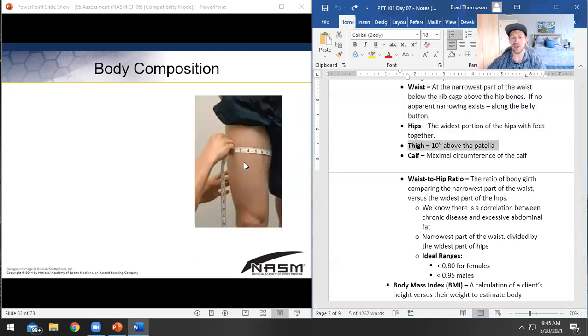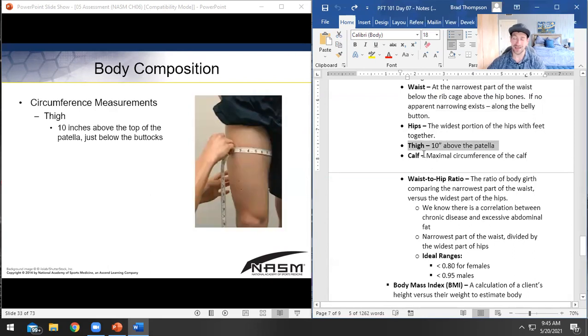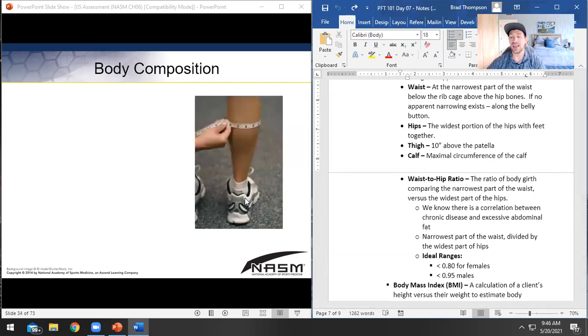Your thigh, you're going to go 10 inches above the patella. I'll be honest, guys, not all clients have 10 inches above their patella. They might be a little bit more of an efficient use of space. They may be built a little bit lower to the ground. So you can make that number up. You could say 6 inches above the patella. You can do whatever version you want, because you don't want to get all the way up in their groin or whatever. And then calf, you're going to go at the widest portion of the calf.